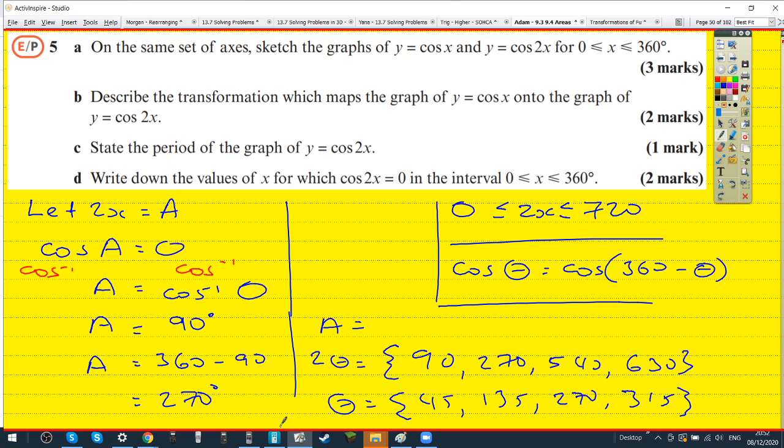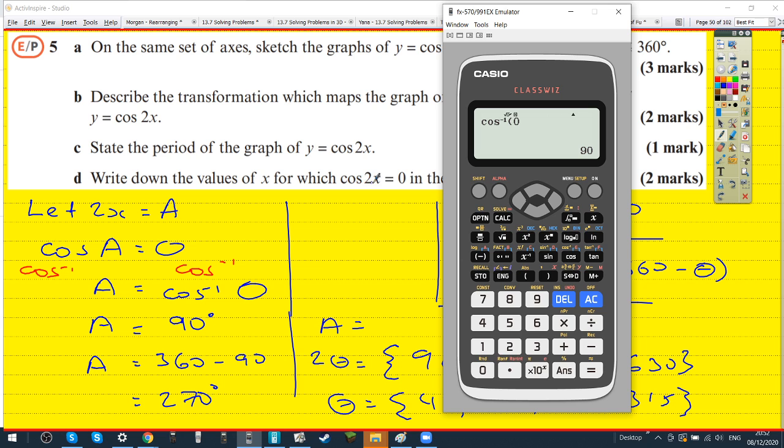Let's check our answer. Cos of 2x equals 0. Cos of 2 times 90. Does it equal 0? No, it was 45, wasn't it? Yeah, 45, yes. Another one was 270. No, it was 135. What you can also do is, let's just say cos 90.